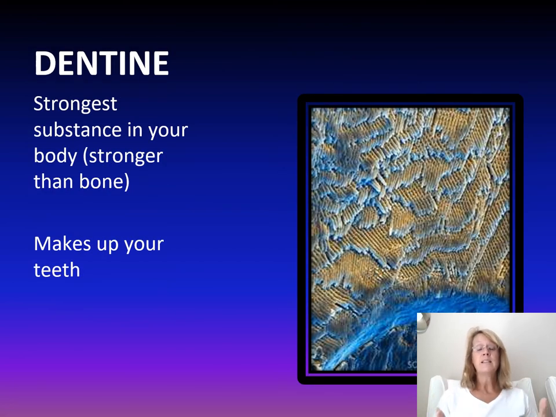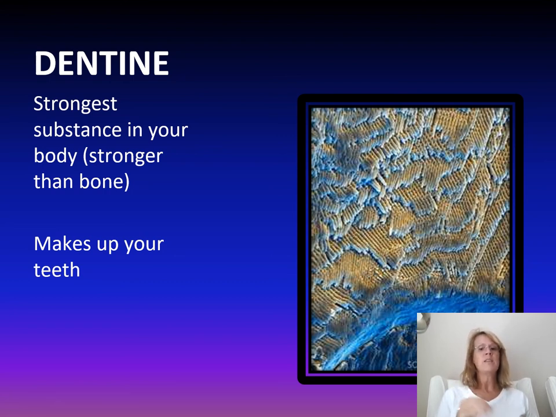And then last but not least, dentin. Just like Dentyne gum, dentin is what makes up your teeth. And yes, your teeth are organs. Most people don't think of our teeth as organs. We have 32 teeth, 16 on the top, 16 on the bottom. That's 32 organs in our mouth. And teeth are part of your digestive system. So we're going to talk about that.